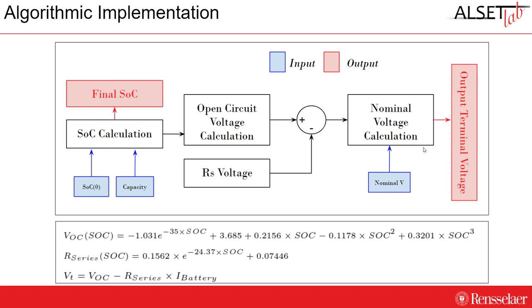And we have the two outputs, that are the final state of charge, or the present state of charge, and the present output terminal voltage. The series resistance is a function of the state of charge, and it's computed by an exponential model, and all these computational equations are reported in Yao's paper, as we cited before.